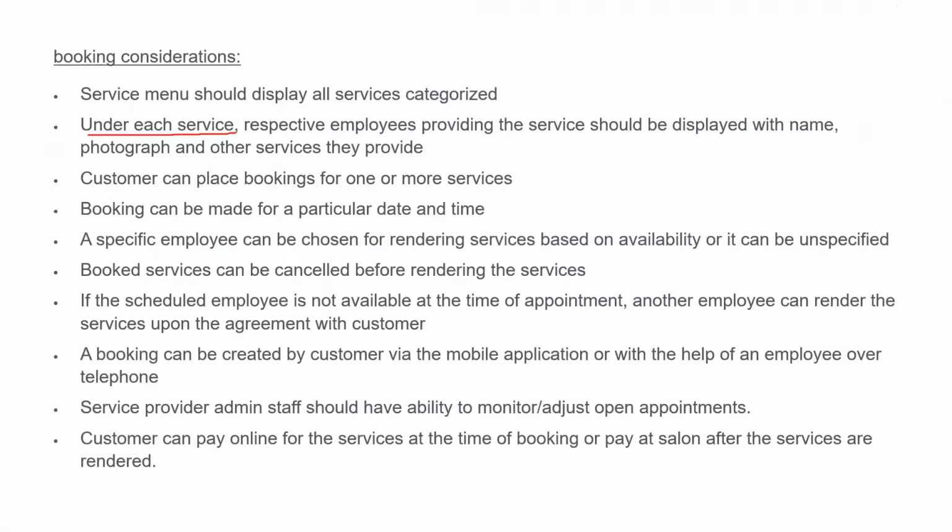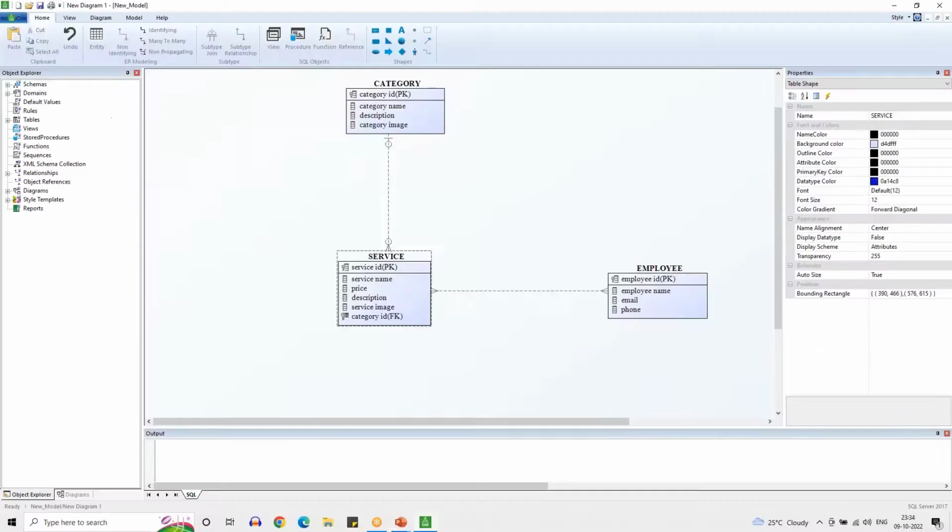Let's go to the requirements. Customer can place bookings for one or more services. So we have represented services, but now we have a requirement that we need to represent the customer. Customer can place bookings. So we will create the corresponding representation in the data model. Customer. Customer ID. Customer name. Okay, this is the profile of a customer.